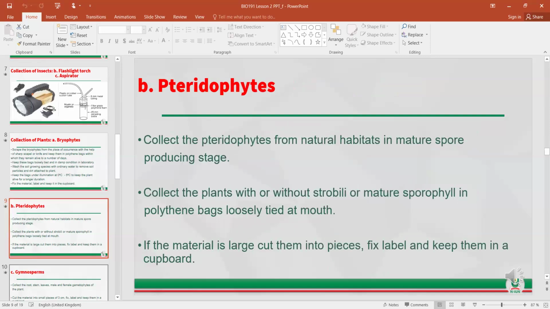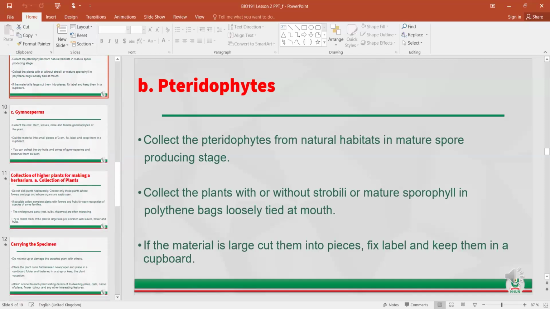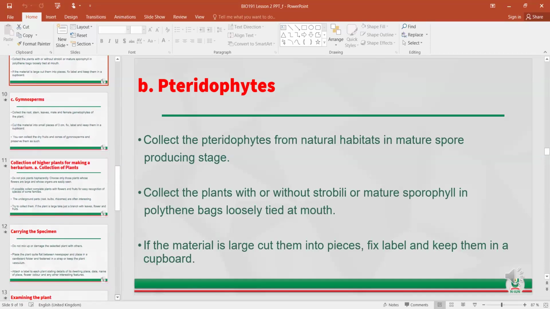Then next we look at the pteridophytes. How do we collect pteridophytes? We collect them from their natural habitats in mature spore producing stage. We collect the plants with or without strobilus or mature sporophyll in polythene bags loosely tied at the mouth. Then if the material is large, cut them into pieces, label, and keep them in a cardboard.